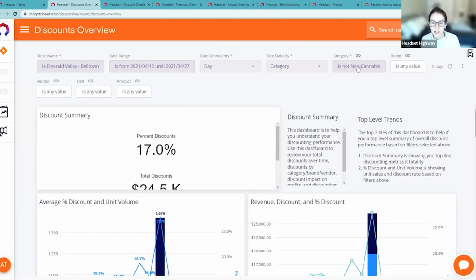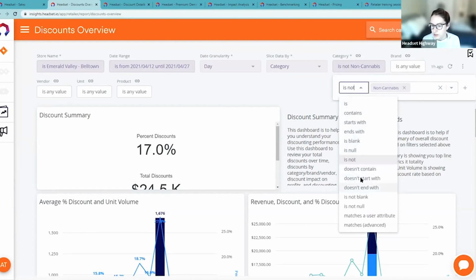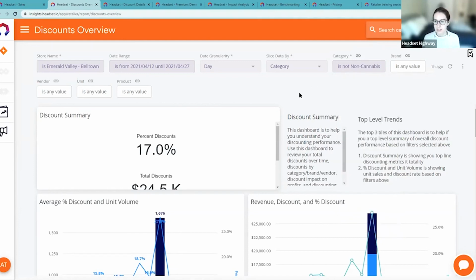I am using my category filter. If you have attended other sessions, such as the inventory management, you'll hear me talk a lot about the category filter. I really like this one because you can filter out any non-cannabis related items that might be skewing your data a little bit. So I filtered that out using my is not operator, but you could also do doesn't contain or contains if you want to look at a specific category. Maybe you did a specific discount towards vapor pens, for example. We could take a look at the vapor pen category specifically and analyze the discounts applied to that. Same concept with brand, vendor, unit, as well as product. If there's a specific product you did a discount on, we can look at that too.